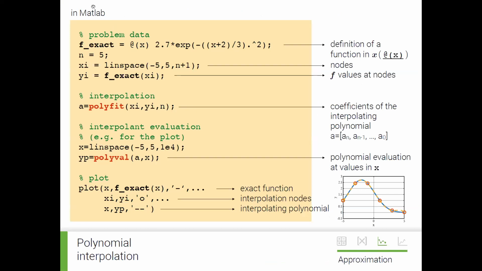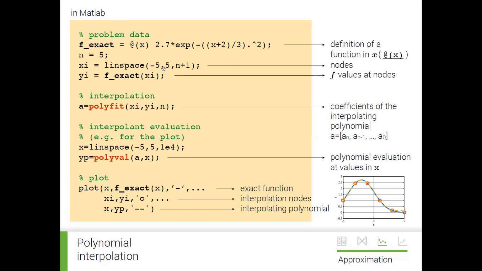In MATLAB, you can see how to solve this example. So we have the exact function. Then we have the number of coefficients, for example, here 5. And we have xi, so the nodes are given with linspace.